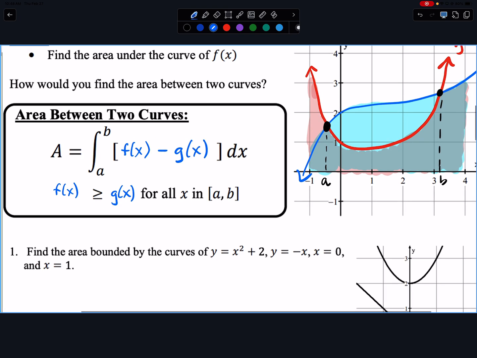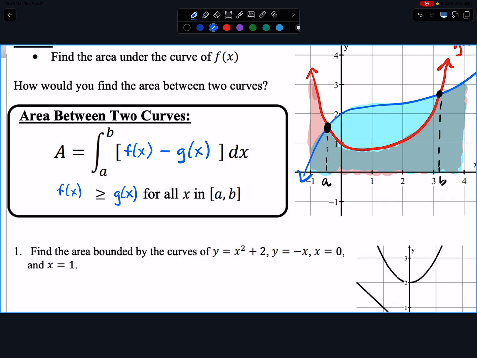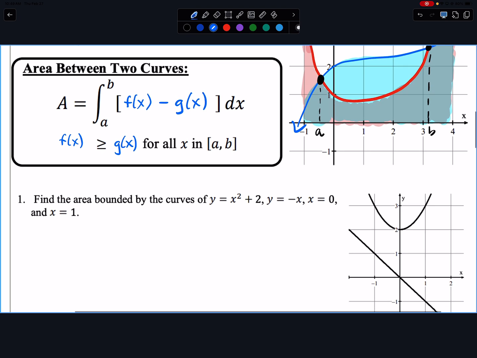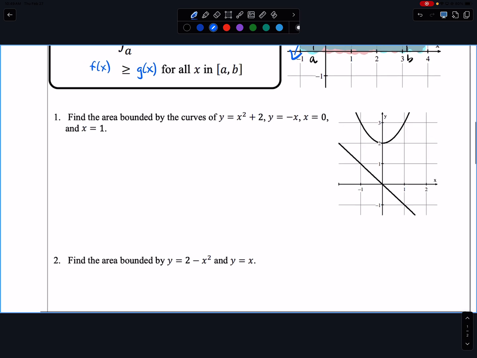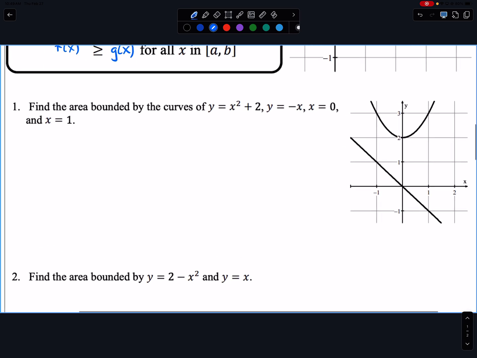So not only do we have to integrate now, we have to find where they cross and then do some simplification. Okay, so these problems take a little bit more work. Okay, so we're going to start with something easy. So let's look at problem number 1.